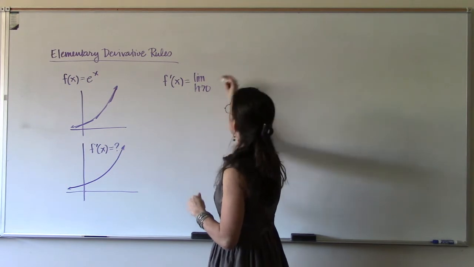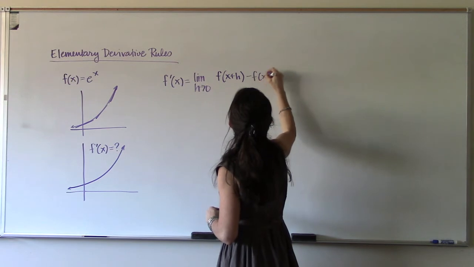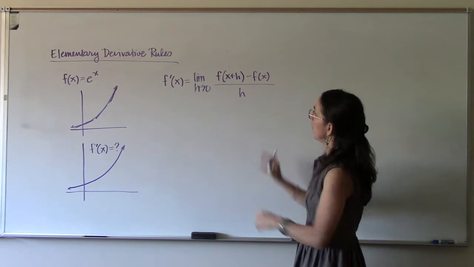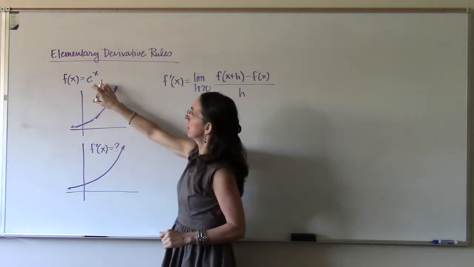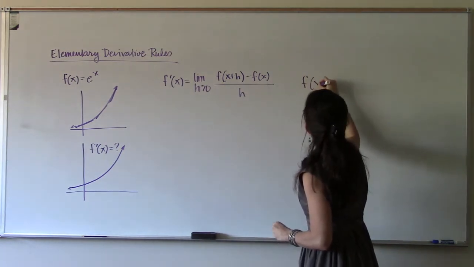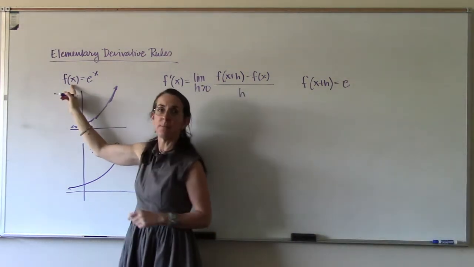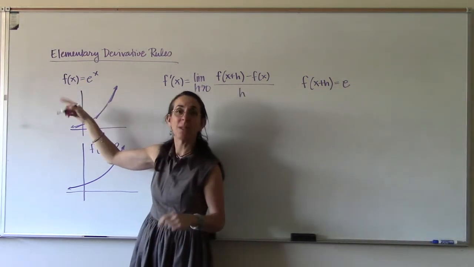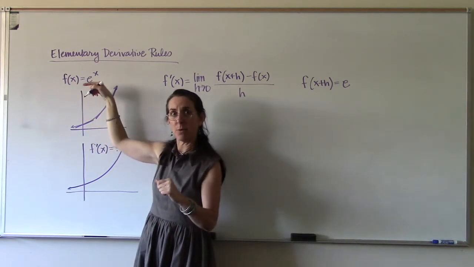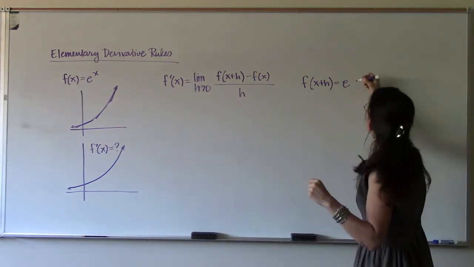The definition of the derivative, the limit of, right, is this. So if we try to do this to e to the x, we need f of x plus h. What does f do to its input? It takes its input and uses it as an exponent on e. So f of x plus h is e to the x plus h.